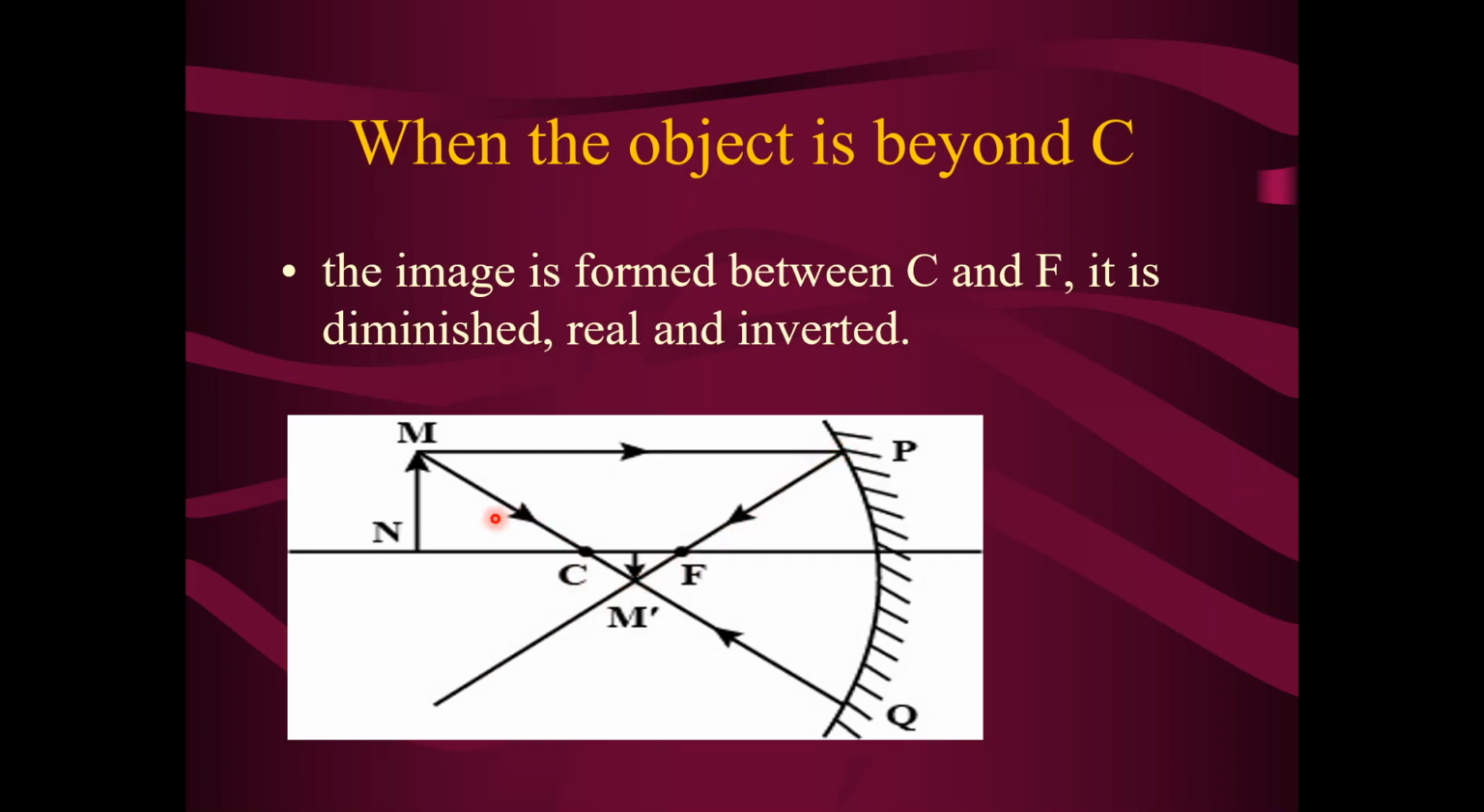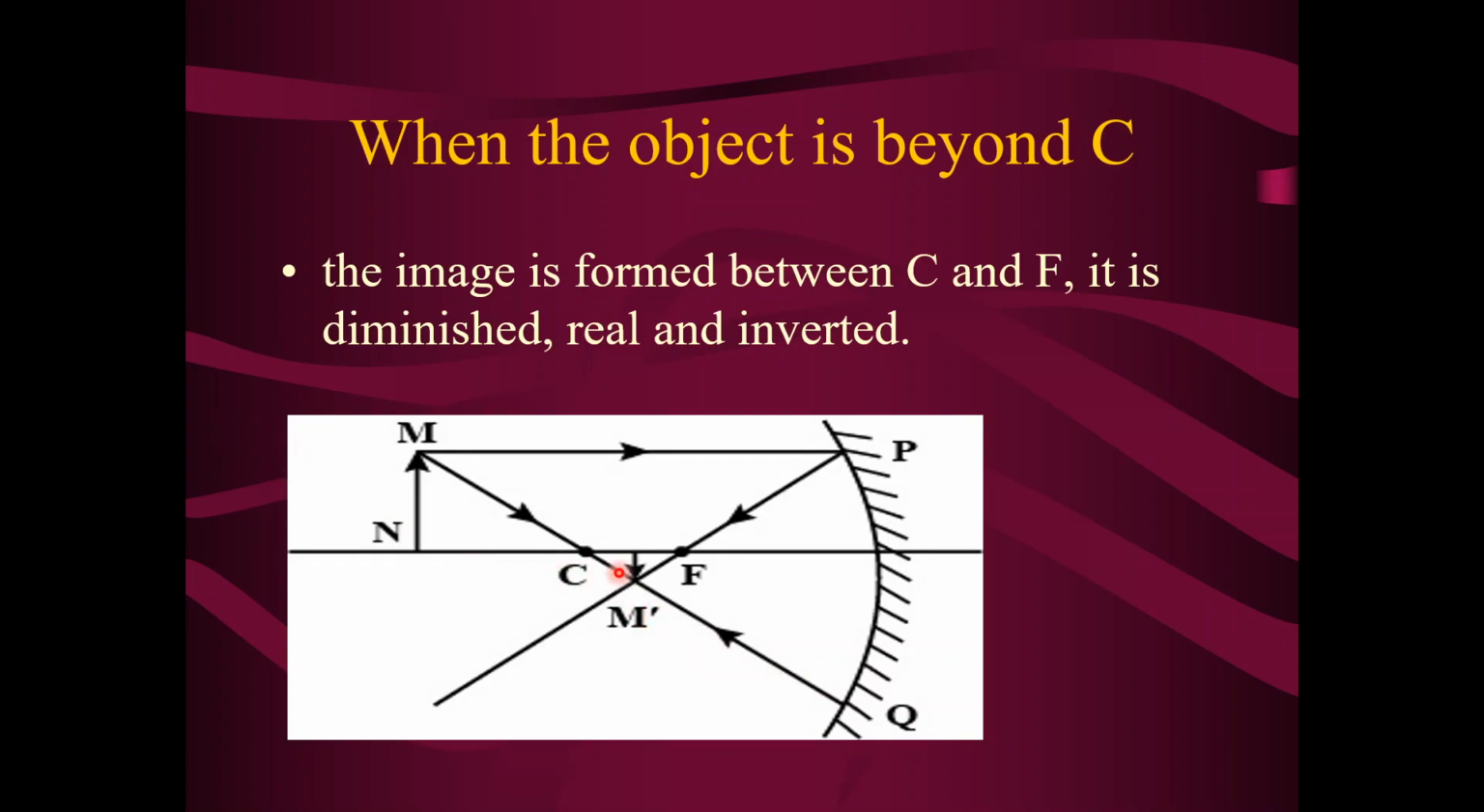ऐसा बनाना है, एक रे निकालिए जो प्रिंसिपल एक्सिस के पैरेलल है. After reflection it will pass through the focus. Using scale and pencil you can draw. Another ray which is passing through the center of curvature, after reflection from the mirror, will retrace its path. तो पेंसिल से हम ये बनाएंगे, एक रे जो कि C से पास होगी. After falling on the mirror it will be reflected back in the same path.